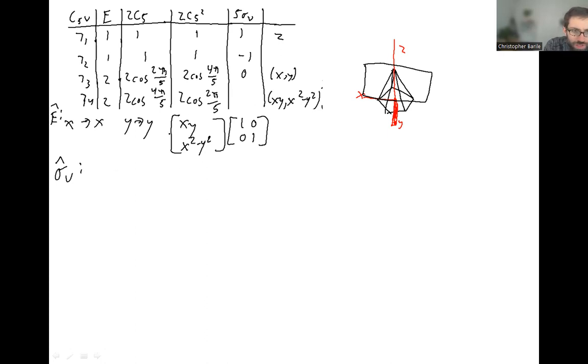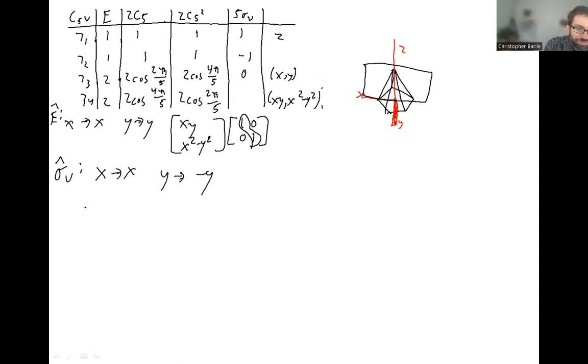This is just kind of reviewing how we got a character of 2 up here. Okay, let's do the character of sigma v. It's going to be pretty simple, just going back to basics here. No trigonometry, no crazy trigonometry, because x goes to x because the x vector is in this mirror plane, and y is looking at itself in the mirror plane, so y goes to y. Y goes to negative y.